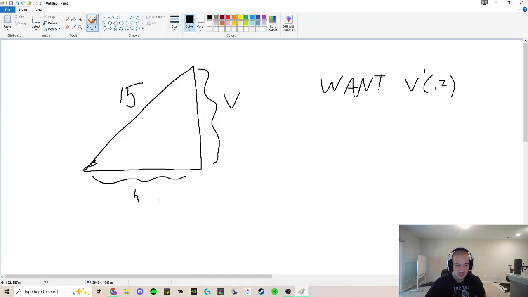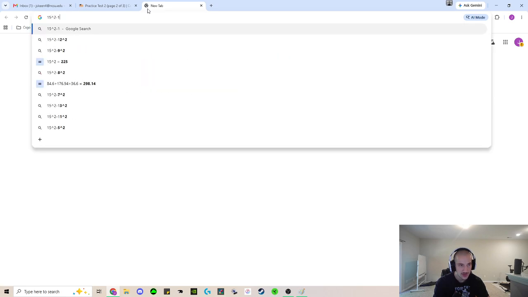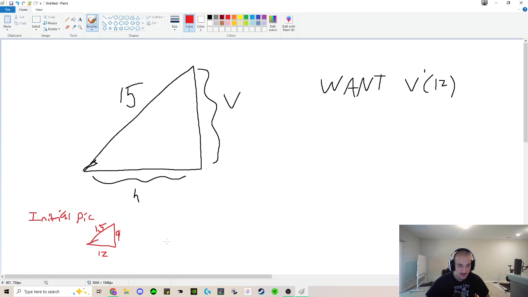And so if h is initially 12, maybe I'll draw an initial picture. It's going to be like this. This is 15, which means that this is 12, which means that this is what? 7 or something, I actually don't remember. 15 squared minus 12 squared, 9. Which means that this is 9. We're just doing our Pythagorean theorem, right? We've got this height here. I don't know if this will come in handy, but maybe it will. We'll see.